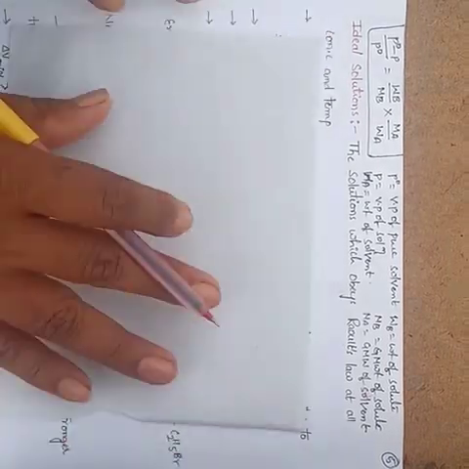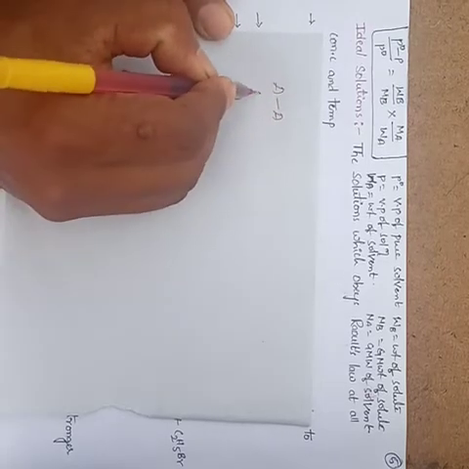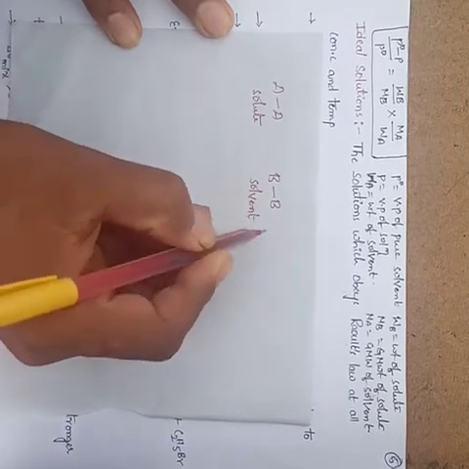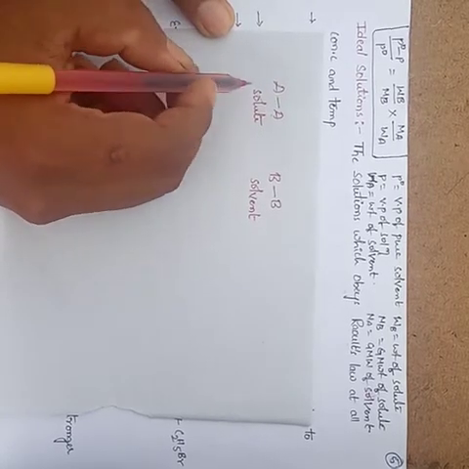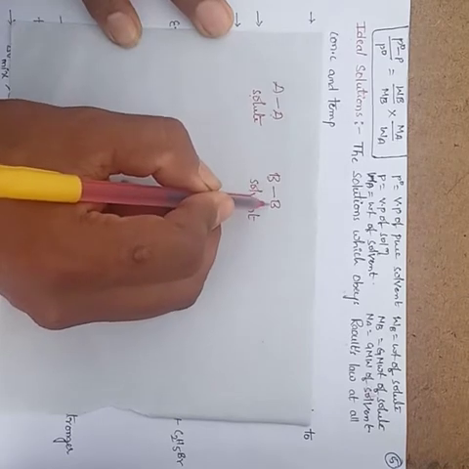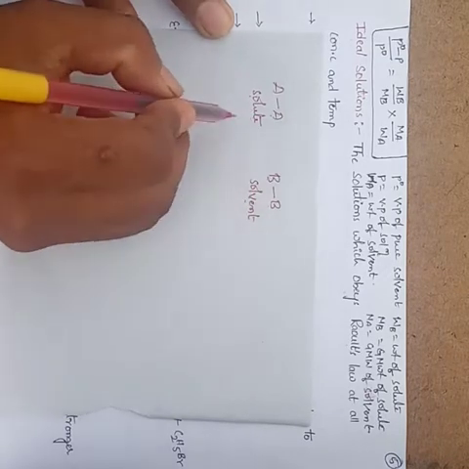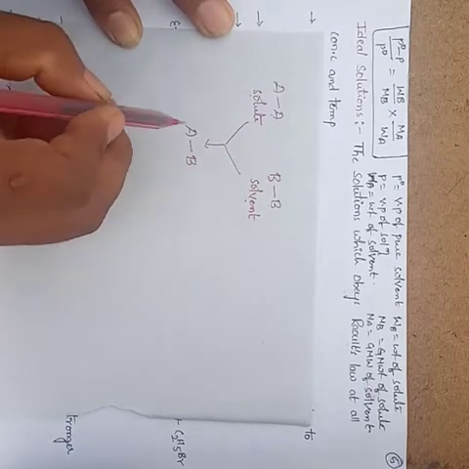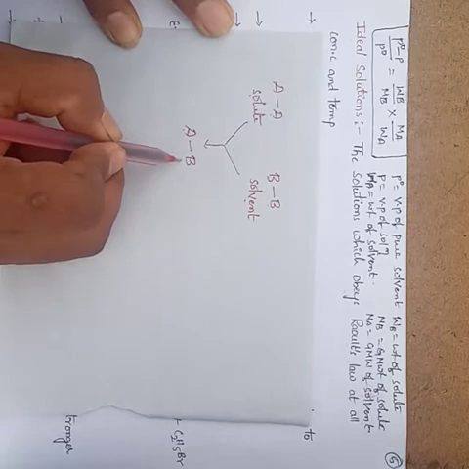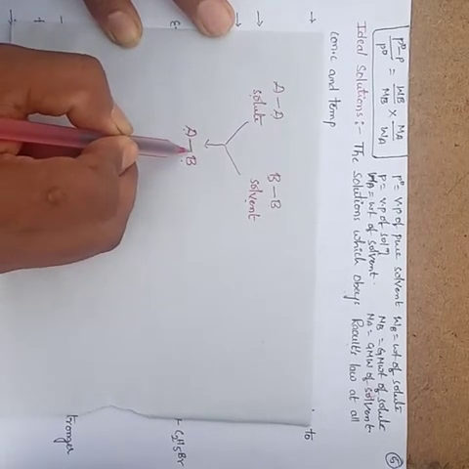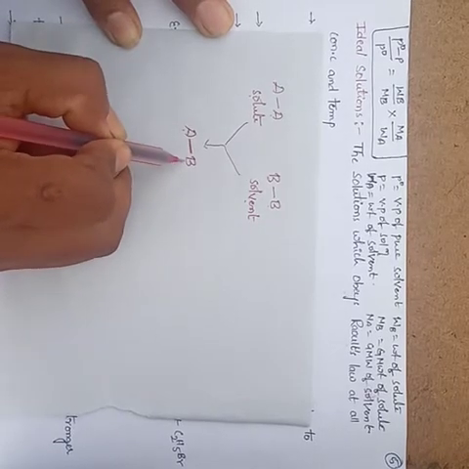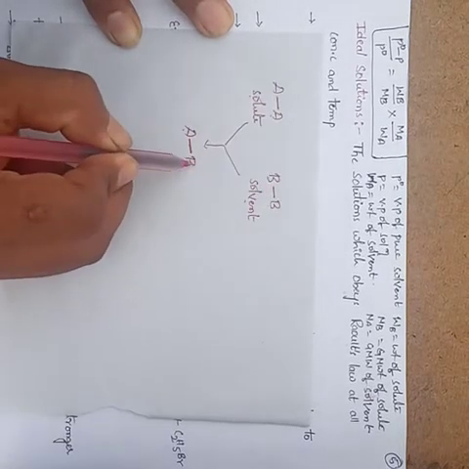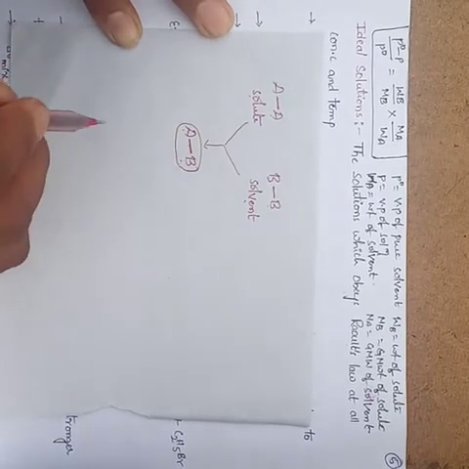So in ideal solutions, for example, A to A, this one is the solute, and B to B, this one is the solvent. So between the solute to solute, some attractive forces are present. Between B to B also some attractive forces are present. When we mix this solute and solvent, we get the solution AB, meaning in between A to B also some attractive forces are present. Whatever the attractive forces present between A to B, the same attractive forces are present in A to A and B to B. Such types of solutions are known as the ideal solutions.